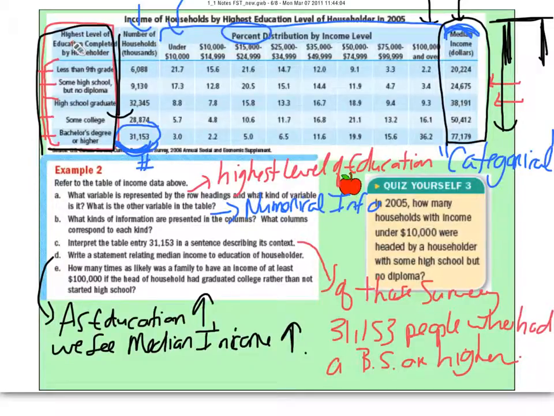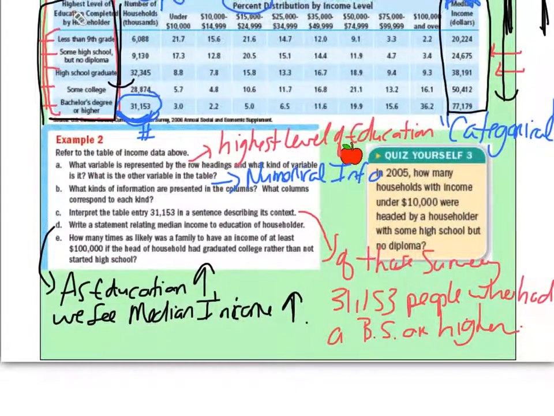Okay? And then the last question here, letter E, is asking us, how many times as likely was a family to have the income of at least $100,000 if the head of household had graduated college rather than not started high school? So we want to isolate what we're looking at. And we are looking at, again, let's break it down. How many times as likely is a family to have an income of at least 100,000? So we're looking at that particular column.